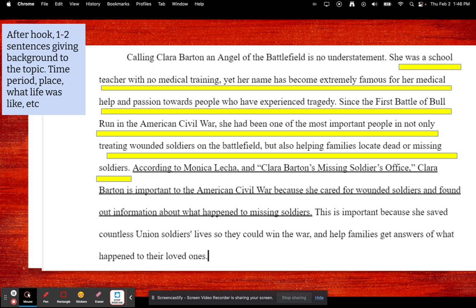Since the first Battle of Bull Run in the American Civil War, she had been one of the most important people in not only treating wounded soldiers on the battlefield, but also helping families locate dead or missing soldiers, okay? It gives me background information about her.